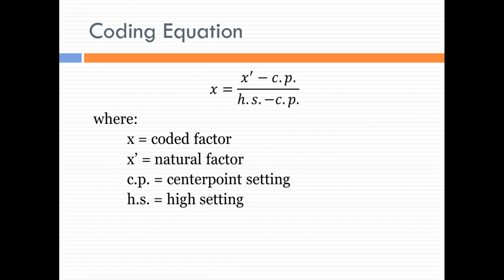So para sinasabi lang nito is the coded factor is equal to just the x prime, the natural factor, minus the center point divided by the high setting minus the center point. So doon sa example kanina wherein nag-move siya from 30, kunwari nag-move siya from 35, sige, papakita ko to, no?